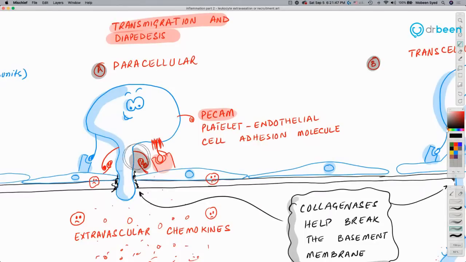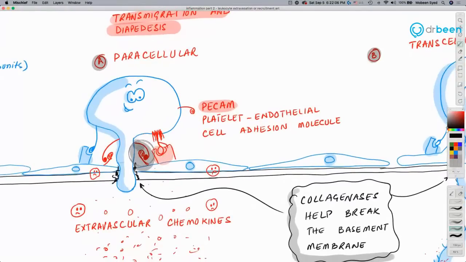This new set of proteins are called PCAMs. PCAMs stand for platelet endothelial cell adhesion molecule. Again, they are nothing but proteins, or glycoproteins, that are trying to bind two cells together. So when the PCAMs have connected, here is the interesting thing.